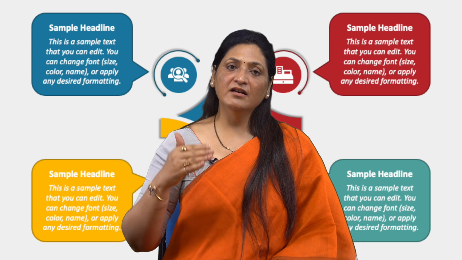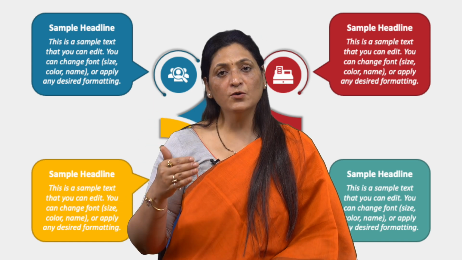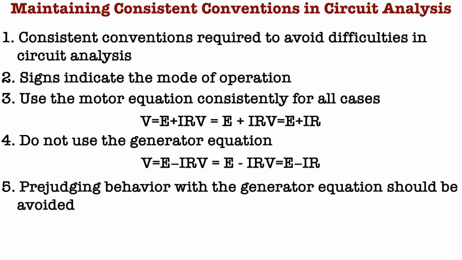So, to avoid all these difficulties, it is required to maintain these conventions consistently in the circuit analysis, and the signs will indicate the mode of operation. The motor equation shown, that is V is equal to E plus IR, must of course be used consistently for all cases, and no attempt should be made to prejudge the behavior by using the generator equation given by V equals E minus IR at any time. So, always we will be using the equation V equals E plus IR.